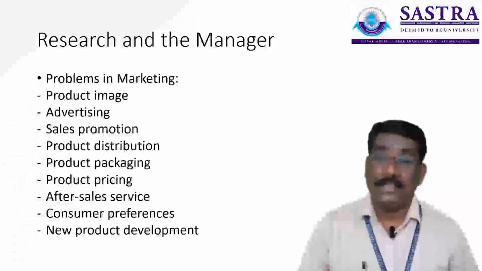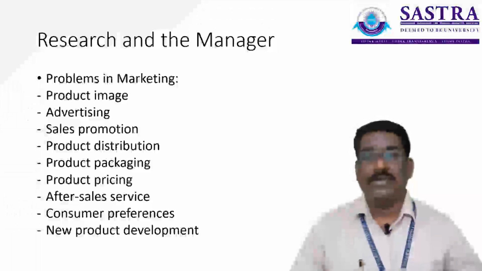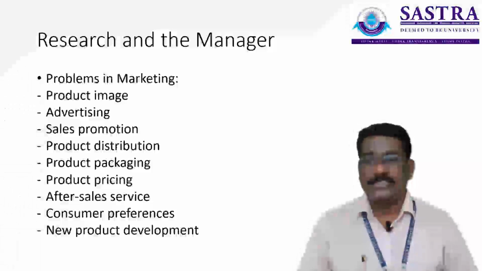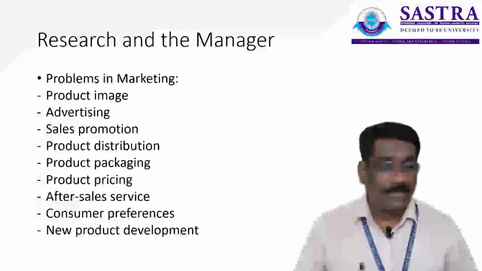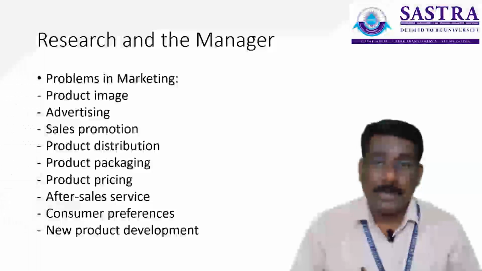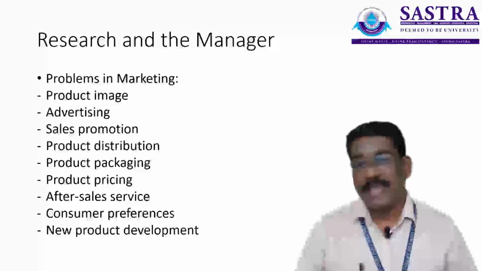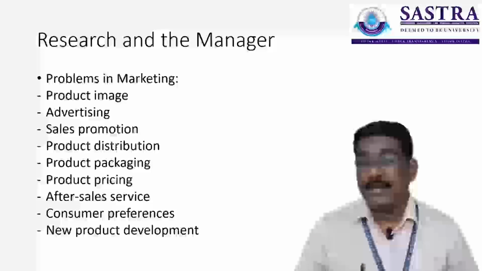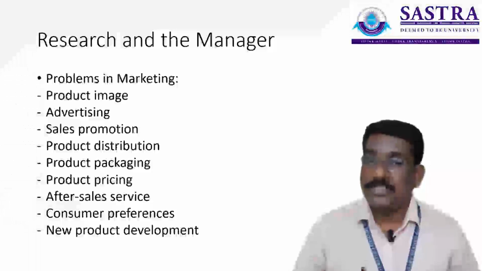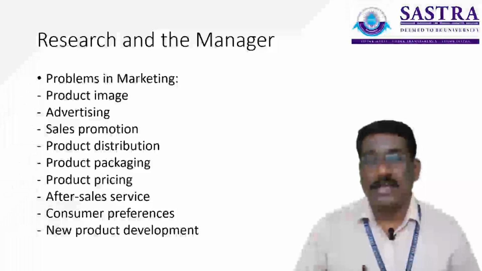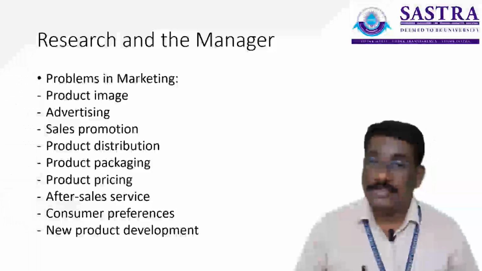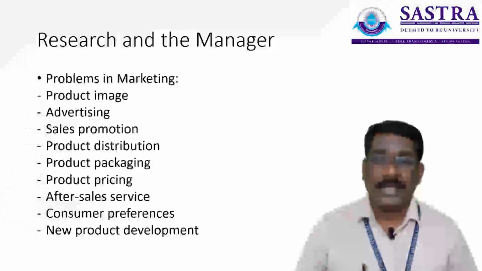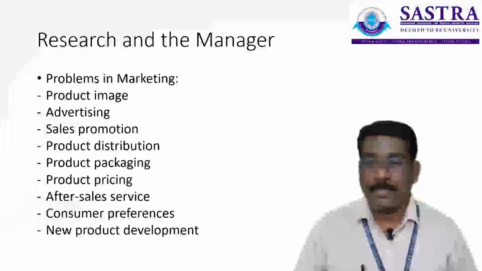Next, about the problems in marketing. You have product image and brand image. You have problems in advertising. Sometimes your advertising may not reach the consumer properly, and your sales promotion campaign may not yield the result you expected. In product distribution, there is no proper reach of the product, and it is not reaching the retail outlets and the end consumer as planned. Sometimes the product packaging is not attractive enough for consumers to pick the product by looking at it. So these are the areas.